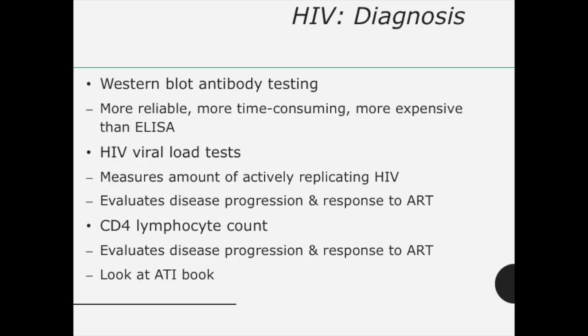So here is the final form when you are testing someone for HIV. This is the final test you're going to do. This is the Western blot antibody testing. It's more reliable, more time consuming, and more expensive than the ELISA, but it is definitely going to give you that definitive diagnosis. So this checks your HIV viral load, measures the amount of actively replicating HIV, and then evaluates your disease progression and your response to your antiretroviral therapy.